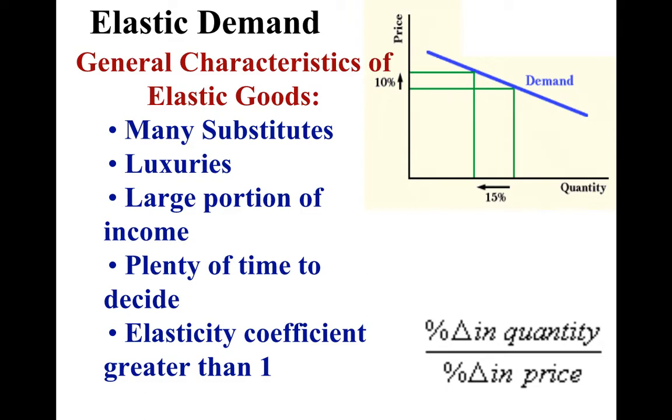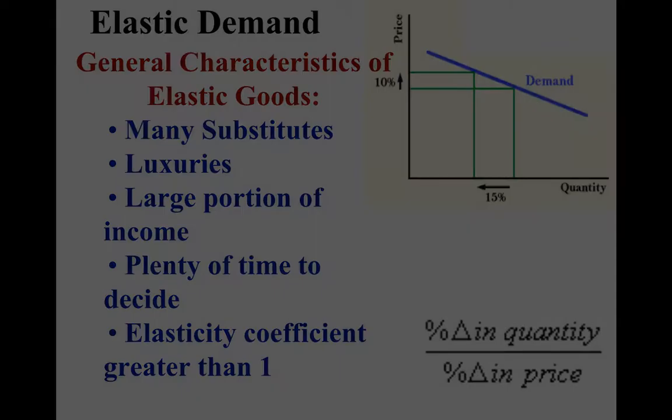I mean, housing obviously is something you need, but if you're living in an apartment, you may not buy a house if prices go up. Large portion of income, same thing there with boat and house. Plenty of time to decide. And then when you do the elasticity coefficients, greater than 1. So in this case, in the graph, the percent change in quantity is minus 15 over positive 10. That's greater than 1, right? And you absolute value it, so it's greater than 1, therefore you know it's elastic.